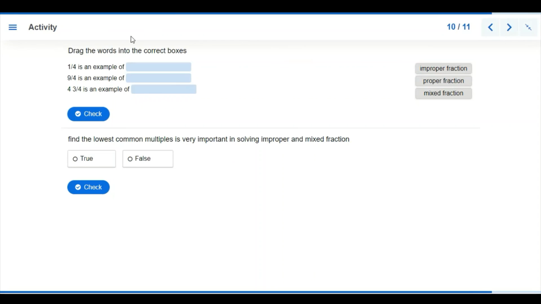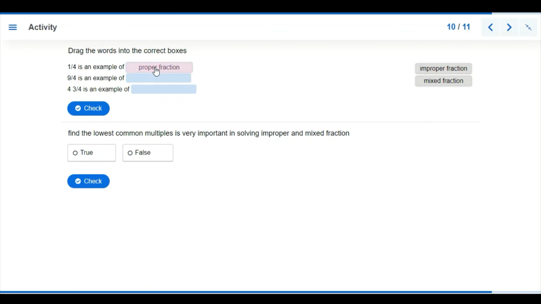Now let's look at an activity to round up this class. Look at what is an example of this type of fraction. 1 over 4 is an example of what? I believe it is an example of a proper fraction because the numerator is smaller than the denominator. Then 9 over 4 is an example of an improper fraction because the numerator is bigger than the denominator. Then 4 whole number 3 over 4 is an example of a mixed fraction because it contains a whole number and a proper fraction. So let's check.